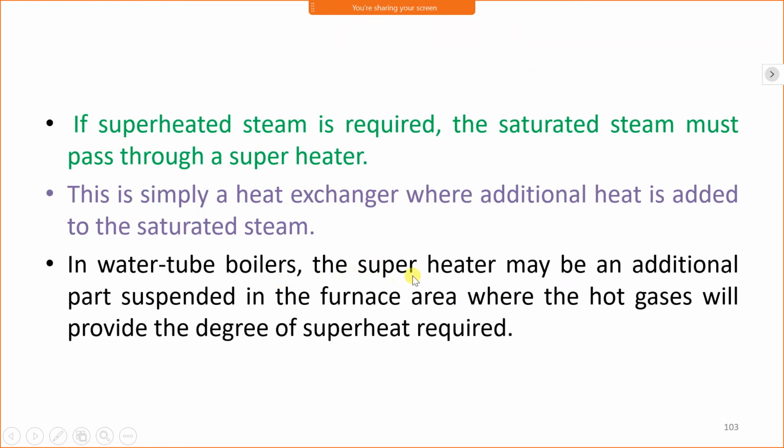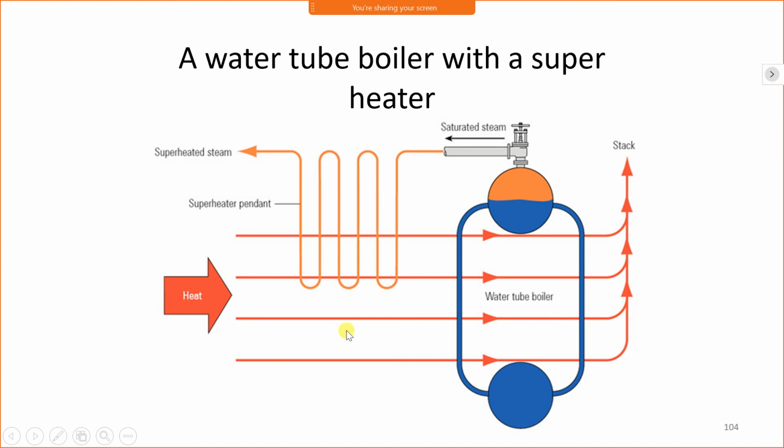In a water tube boiler, the superheater may be an additional part suspended in the furnace area, where the hot gases will provide the degree of superheat required. Now look here. This is the additional diagram I have shown here. This is the water tube boiler. The water is circulating naturally. The hot water moves in the upward direction, and the water which has converted into steam is located at the upper portion. It has been heated with the help of flue gases.